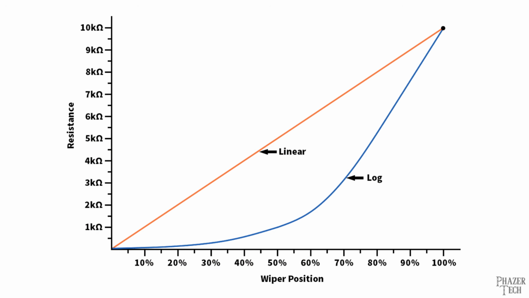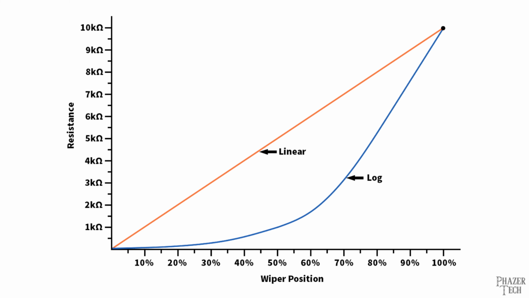Let's start with a linear pot. If you were to turn the knob all the way down and then slowly turn it up at a consistent rate, a linear pot would create a consistent change in resistance and therefore voltage as well. If you were to graph this change in resistance, it would look like a straight line, hence the name linear pot. A logarithmic pot, on the other hand, produces a non-linear shift.